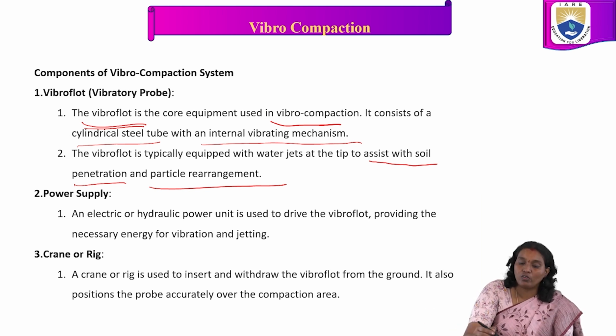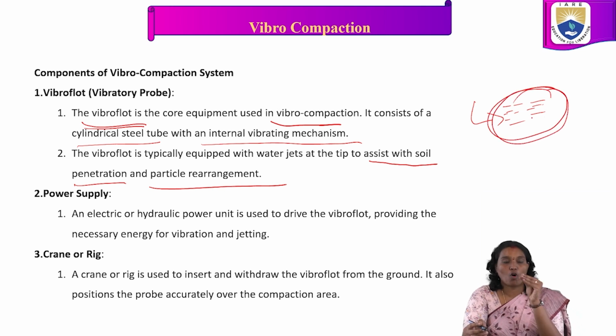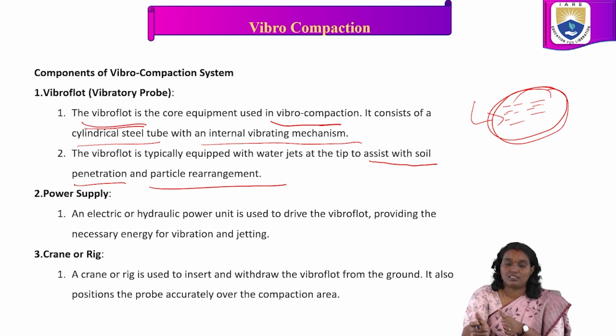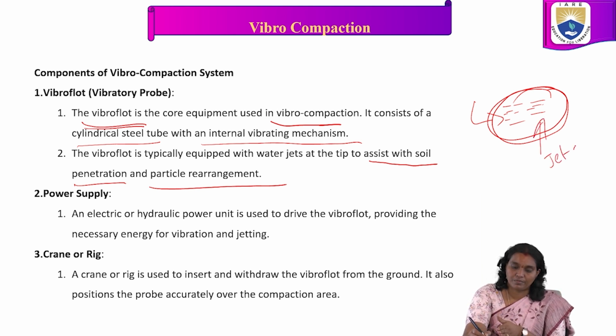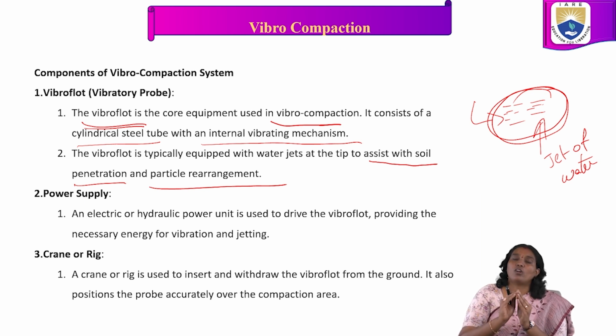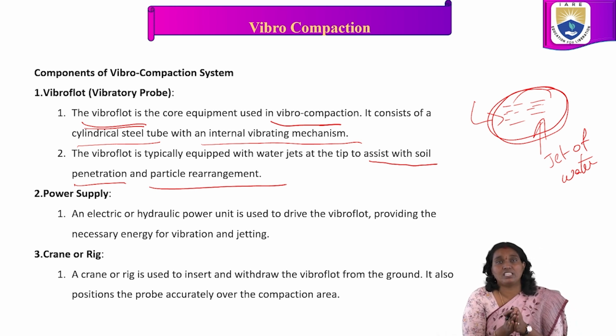So the equipment has a water jet. We know this is a jet of water. In the jet of water, the quantity of water particles that flows in is the same every time. So at the tip, this equipment has a water jet, which is nothing but a jet of water, for understanding's sake, to assist with soil penetration and also particle rearrangement. This is one of the components involved in the vibro compaction system.